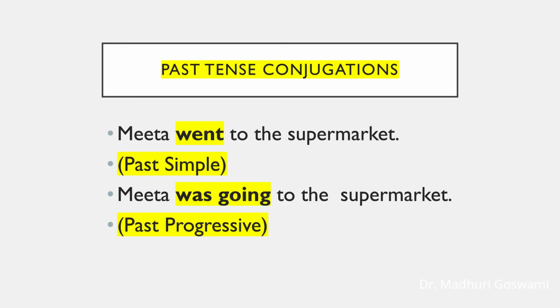Let's have some examples. Meeta went to the supermarket. Meeta was going to the supermarket. In the first sentence, we have the simple past, so we used the second form of the verb that is also known as the past verb. But in the second sentence, the tense is the same, but the aspect is different. It's progressive or continuous because the action is going on. So we have used was going. Meeta was going to the supermarket.